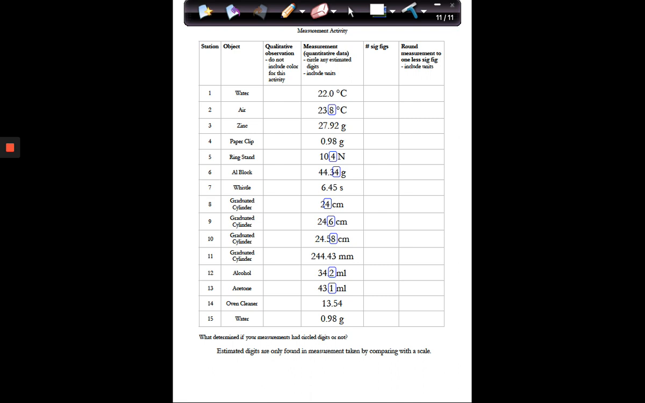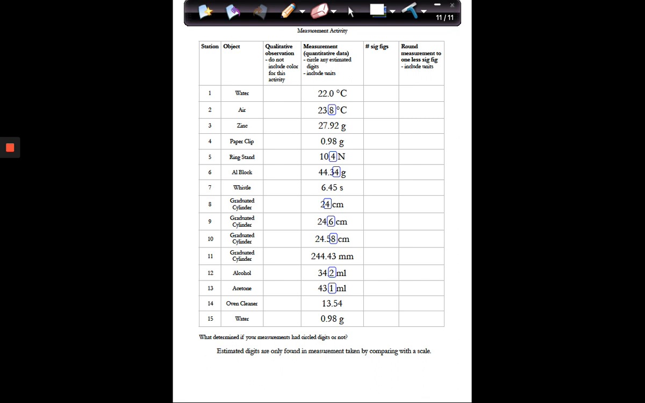We're going to start at the very bottom of the page. At the very, very bottom of the page, there's a question that doesn't involve numbers and circles. It involves a concept. And guys, the question says this: what determines if your measurements had circled digits or not? Guys, please answer that question in writing if you haven't done it yet. And I didn't expect you to. Please answer that question. What determined if your measurements had circled digits or not?